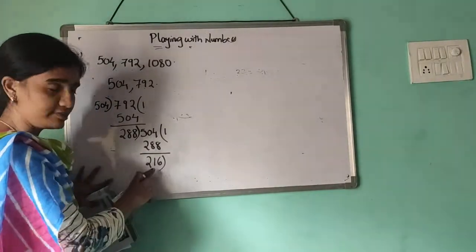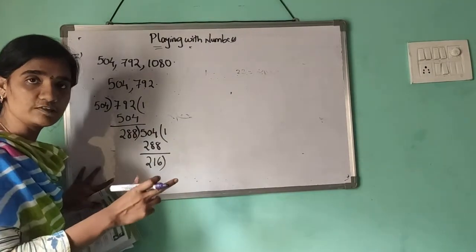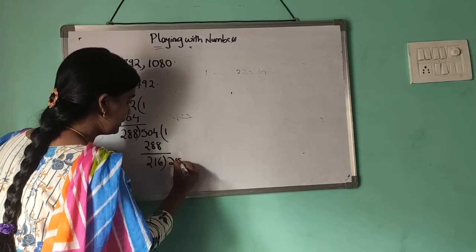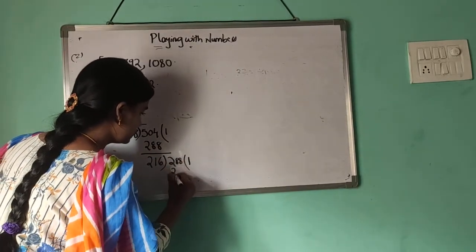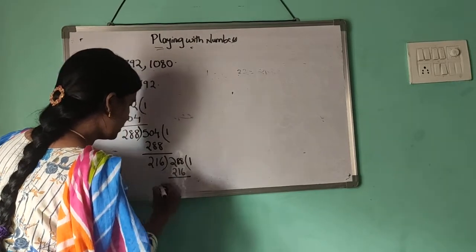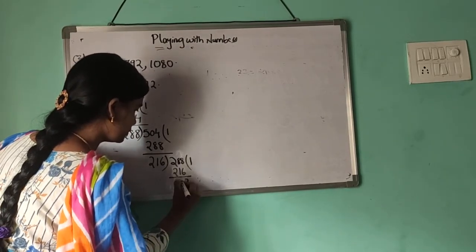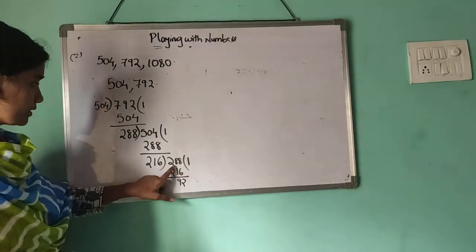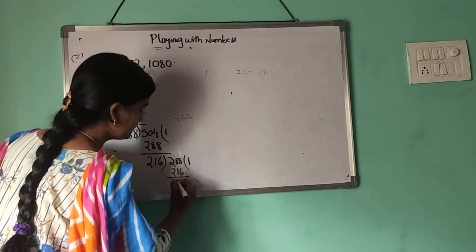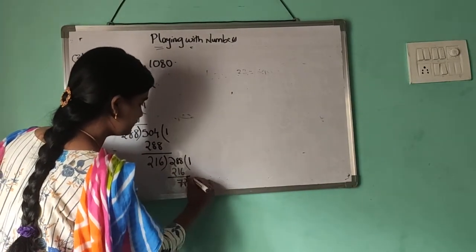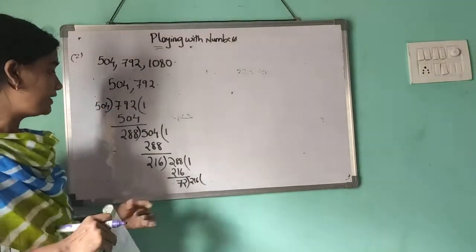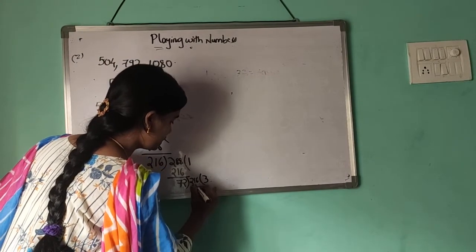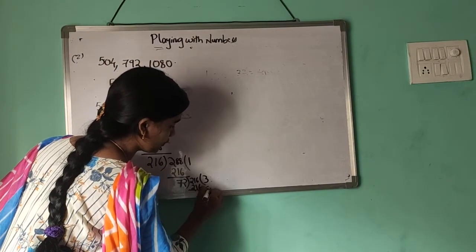So here also the same. 504 divided by remainder 288, 1 time. Subtract, we get 216. 288 divided by 216, 1 time, the remainder is 72. Here also 216. How many times is it divisible by 72? 3 times. 72 times 3 is 216. So we will get the remainder 0.